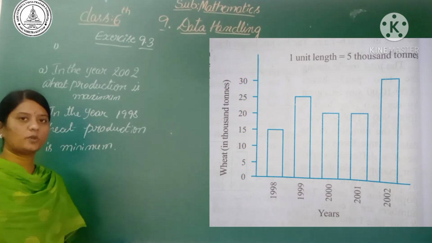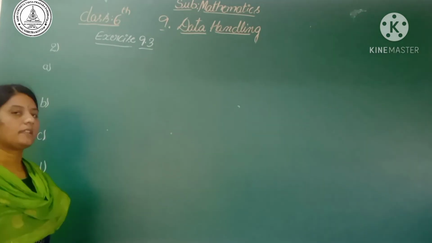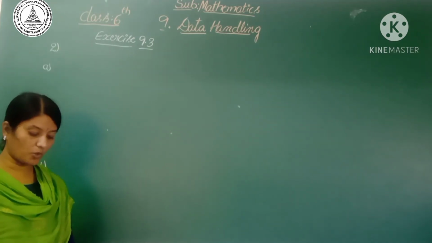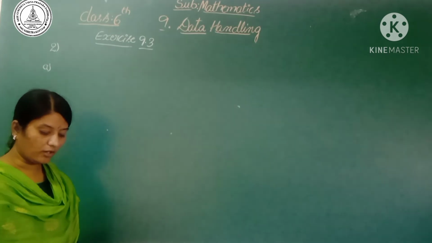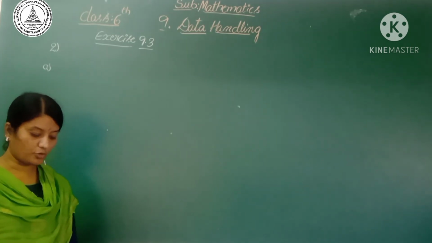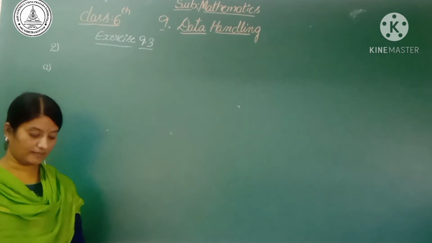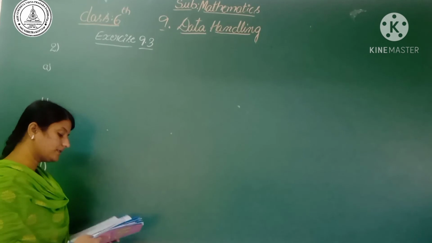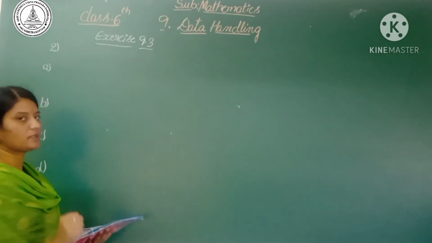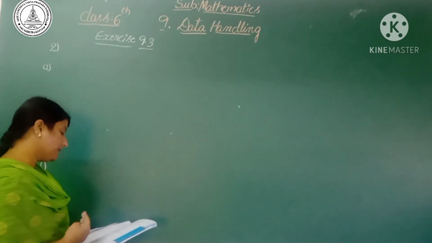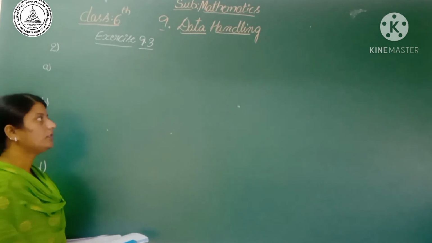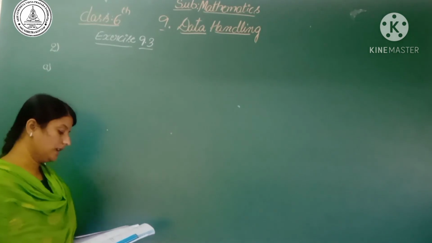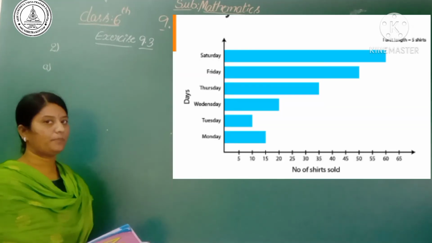Yes. Then let's go to the second problem. The second question is, observe this bar graph which is showing the sale of shirts in a ready-made shop from Monday to Saturday. Okay, yes. You can see here in the x-axis they have given the number of shirts sold, and in the y-axis the number of days. Right? So they have taken 1 unit length equals 5 shirts. Right? Yes. Let's observe the bar diagram.